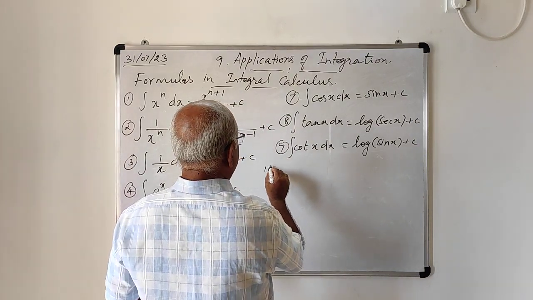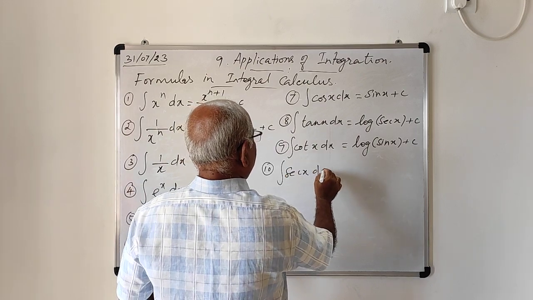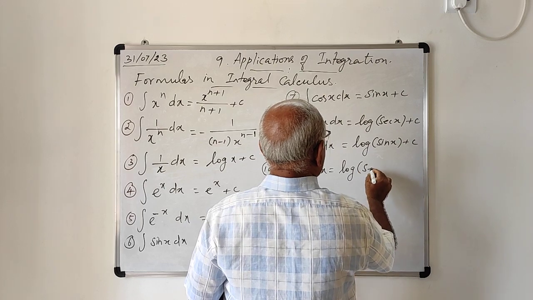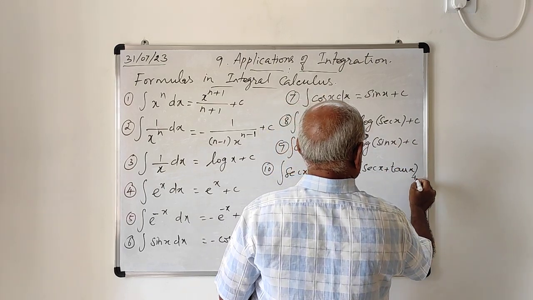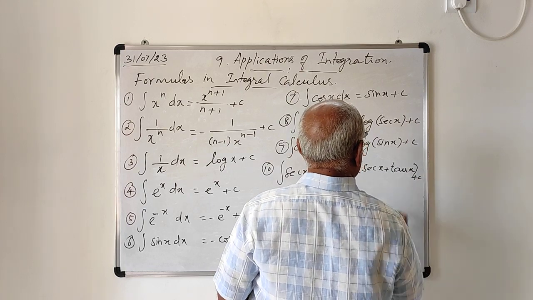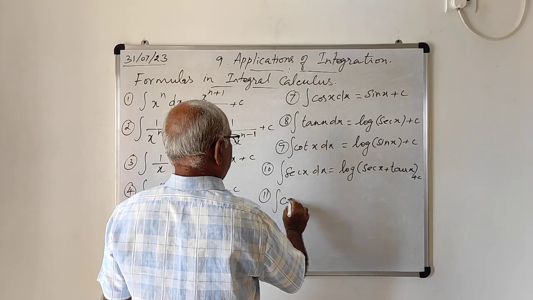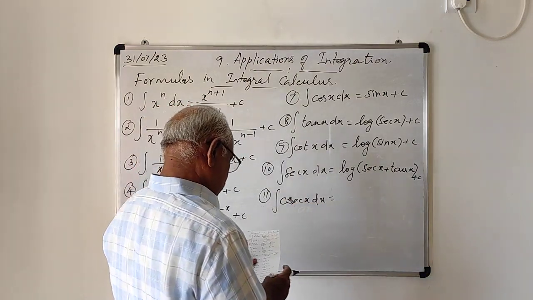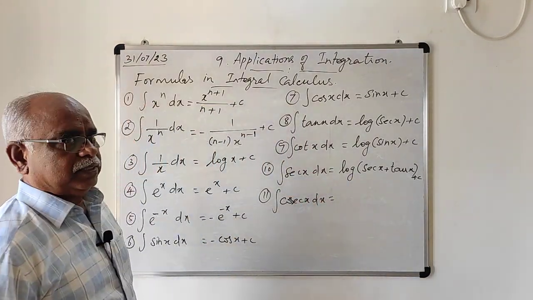Next one, integral secant x dx. Integral secant x dx is log secant x plus tan x plus c. Log secant x plus tan x plus c. Integral cosecant x dx. Integral secant x dx is log secant x plus tan x plus c.